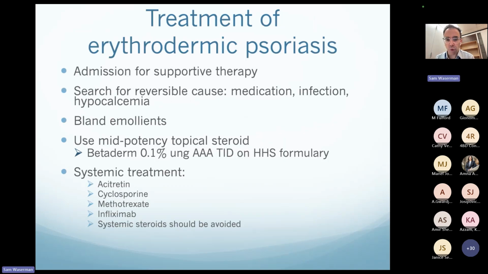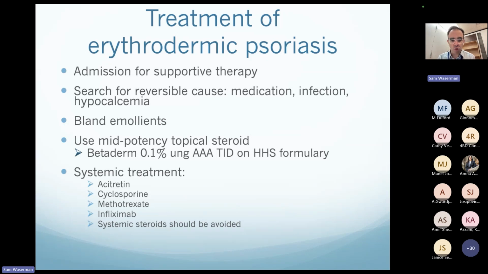Now, in terms of treatment of erythrodermic psoriasis, it's important to admit for supportive therapy if necessary. And as mentioned before, it's important to search for reversible causes. So medications, infections, hypocalcemia. Recommend bland emollients, typically would recommend a mid-potency topical steroid to start, and this is until the diagnosis is known. So what's available on HHS formulary is full-strength beta-derm ointment, which you can apply rather diffusely and liberally 3 times a day.